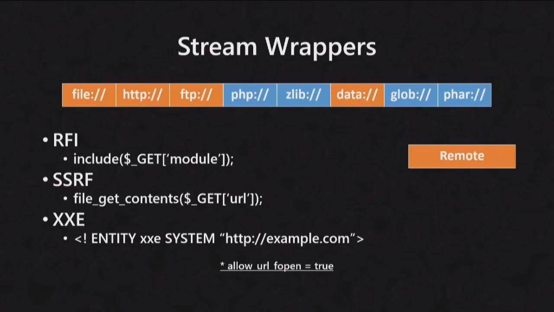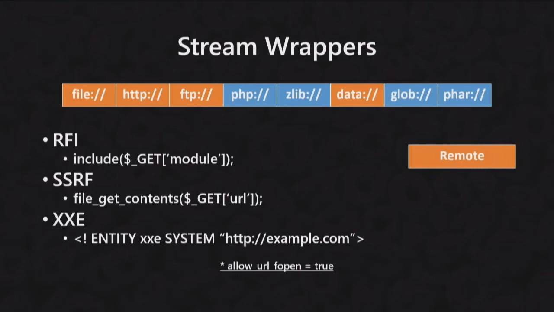And I've grouped 4 of them as the remote stream wrappers. Provided the PHP ini setting allow_url_fopen is true, then we can access remote files as if they're local files, simply by supplying, for instance, an HTTP path or an FTP path. I've put data into that group, although it's not strictly remote. Obviously, you would include the data that you wanted to use in the URL, but it also requires this setting to be true.